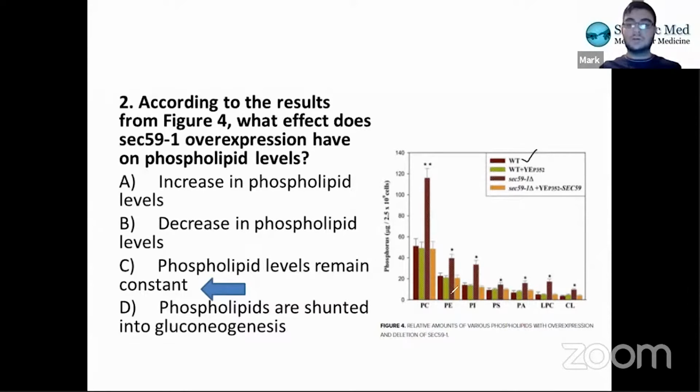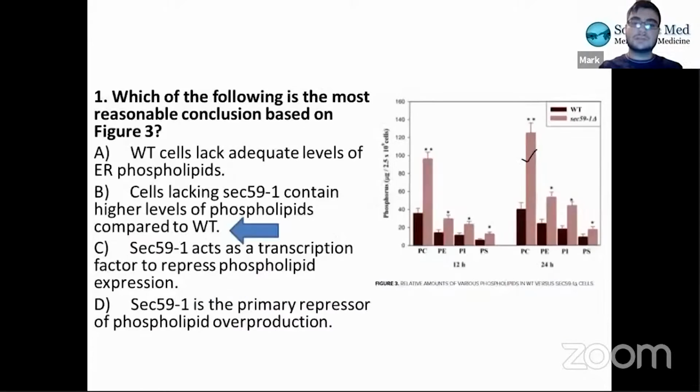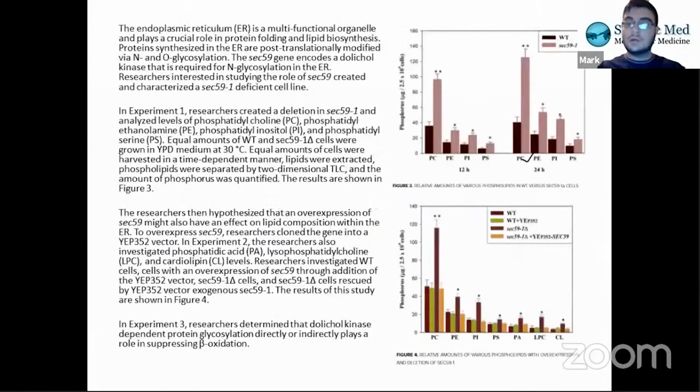This first burgundy color, the leftmost one, is the wild type, which is just what's normally there. The green is the wild type plus this YEP352 gene, right? And that's the plasmid. So if you have that plasmid, that's what Sec59 overexpression is. I'll go back to the passage to show this even more easily.